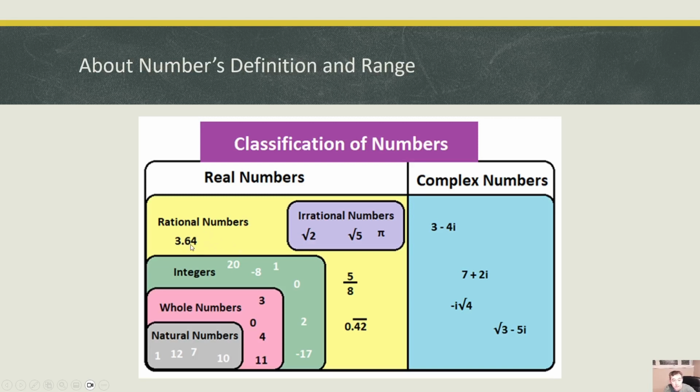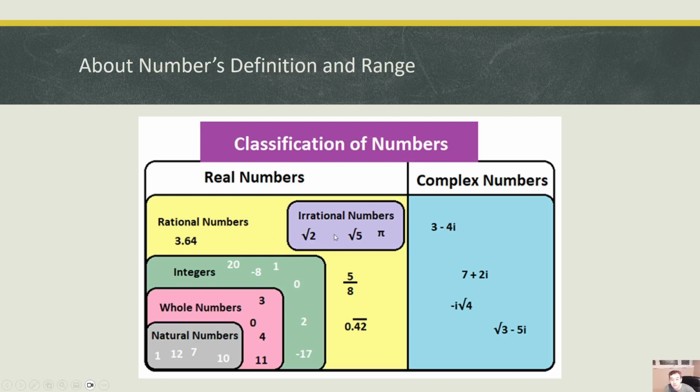Those floating numbers actually are no different from fractions, because if you do the division operation, 5 divided by 8, you will get 0.625. So that is the equivalent conversion between the floating number and the fraction. And on the contrary of the rational number, you have the irrational number.